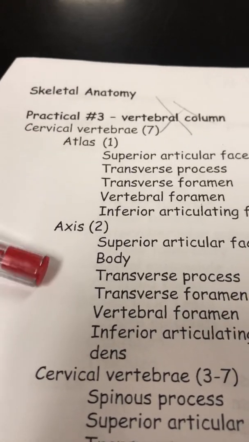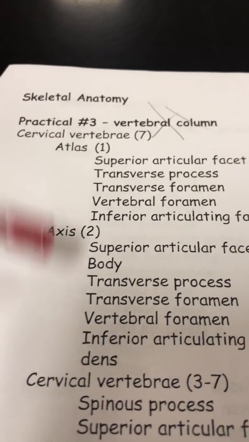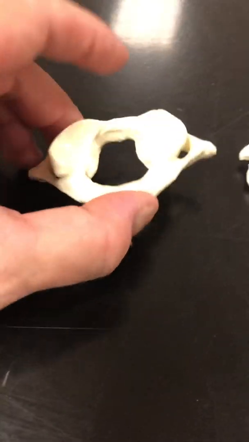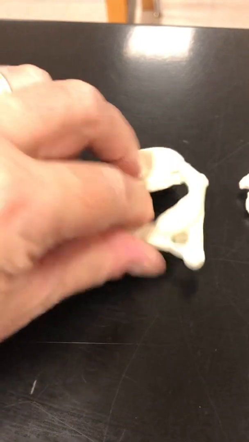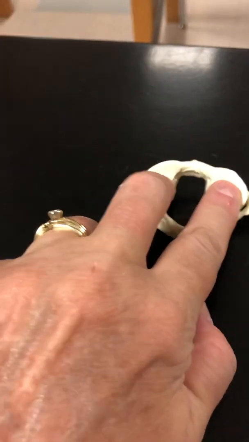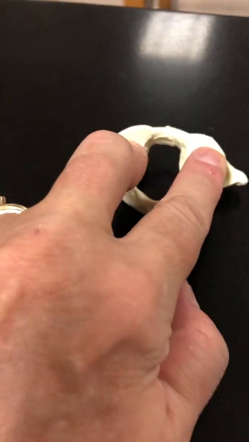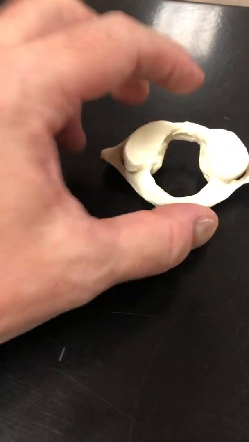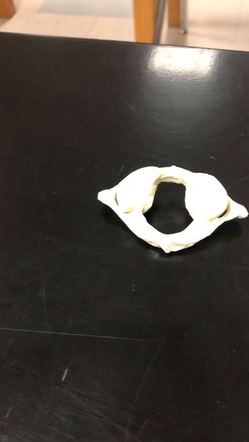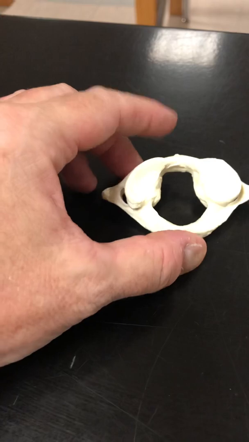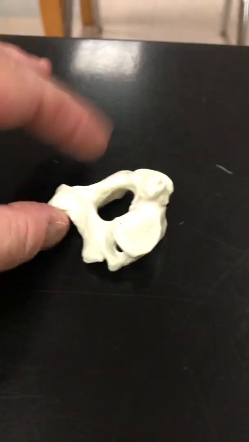C1 and C2, atlas and axis, these are the first two. C1 right here is very unique in that it has these two flat facets. These are the superior articular facets of the atlas. This is where the occipital condyles of the skull are actually going to sit. This is the axis, okay?